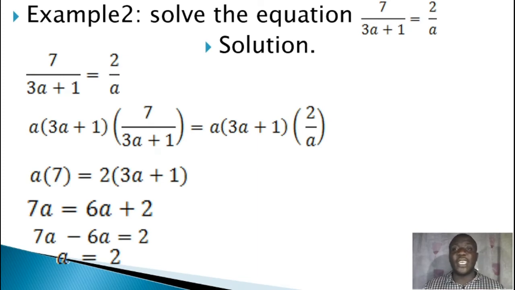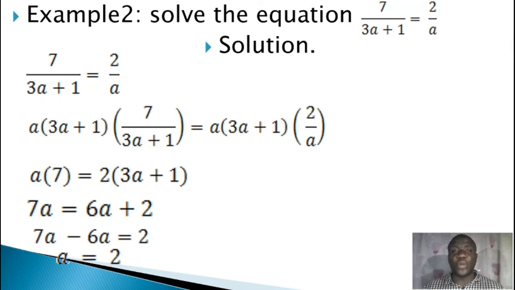So now I have a simple problem here, which we have 7 all over 3a plus 1 is equal to 2 all over a. The binomial in this expression here is 3a plus 1. So we consider 3a plus 1 as one item, and the other denominator is a. So when you find the LCM it becomes a open bracket 3a plus 1. That is the LCM. If you find the LCM of 3a plus 1 and a, it will give you a open bracket 3a plus 1.